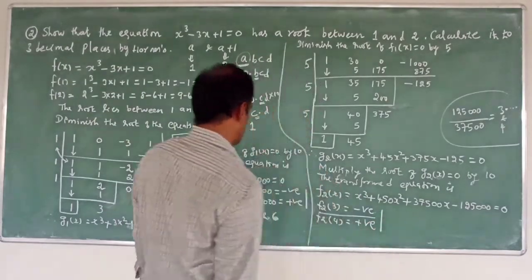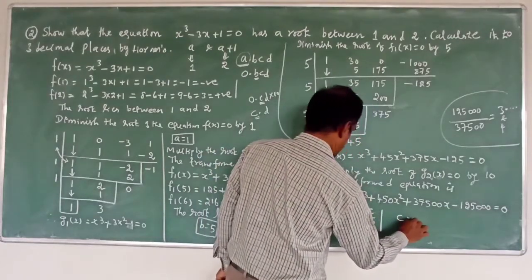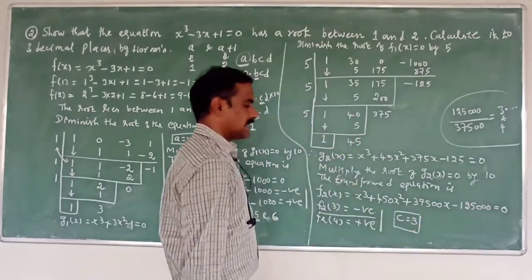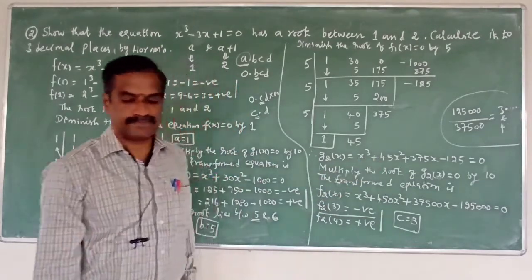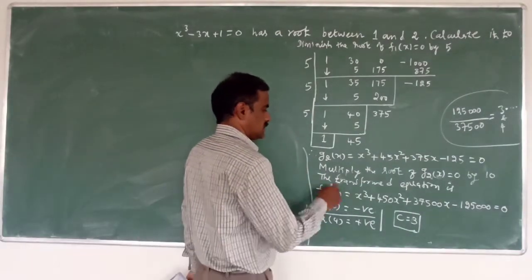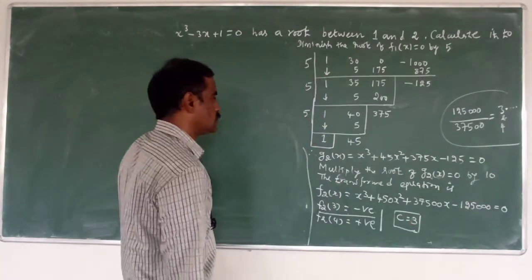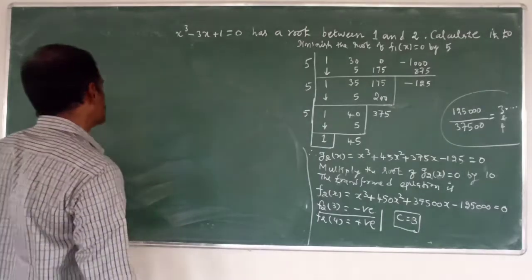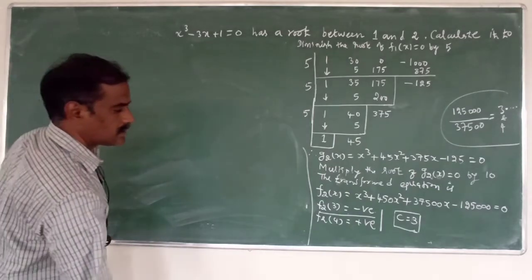Here c equal to 3. Now this 3 diminished by the g2 of x by 3. Now the given g2 of x diminished by 3. So we can get the c value 3 by diminishing method. Here the method is synthetic division method.